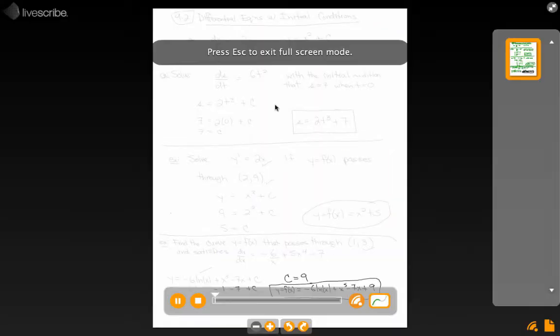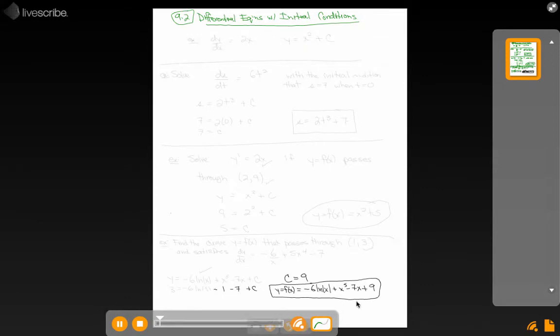This comes out of section 9.2, differential equations with initial conditions. So in 9.1 we were asked to do a lot of antiderivatives, and we are asked most often to find the most general antiderivative. So for example, if they said find the most general antiderivative of dy/dx equals 2x, you'd say, well, the function must have been x squared plus any constant, because if I differentiate x squared plus 2, x squared plus 7, x squared minus 8, I get 2x.